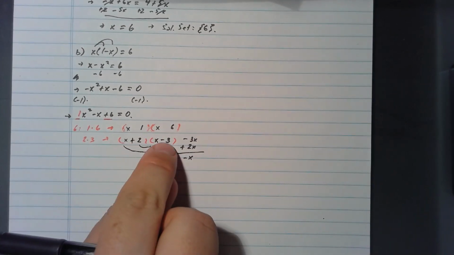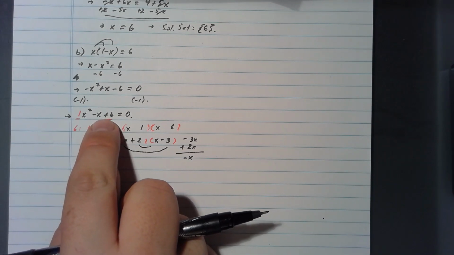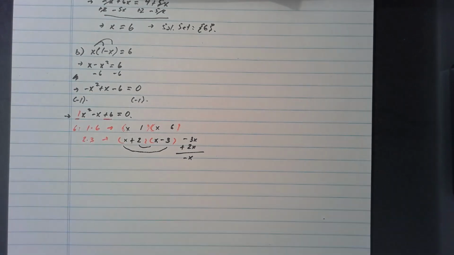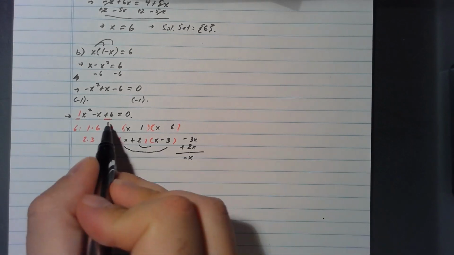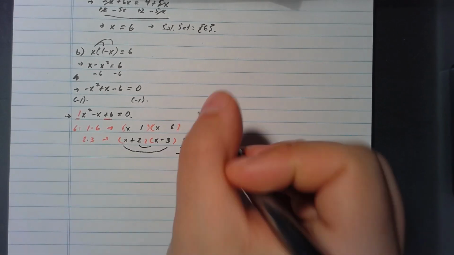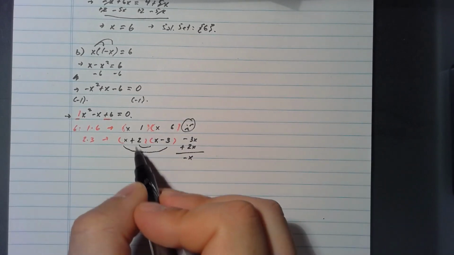And if you do 2 times negative 3, well, I don't get negative 6, do I? I don't get negative 6. So what does that mean? It means that this doesn't factor. So I was pretty close. This means this doesn't work. That's not going to work.